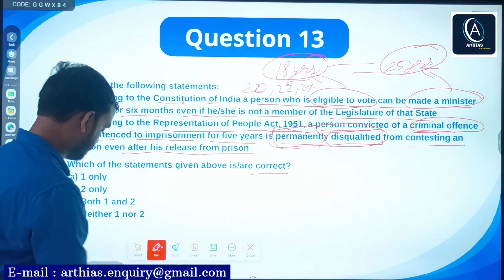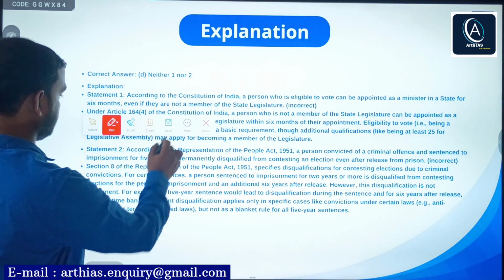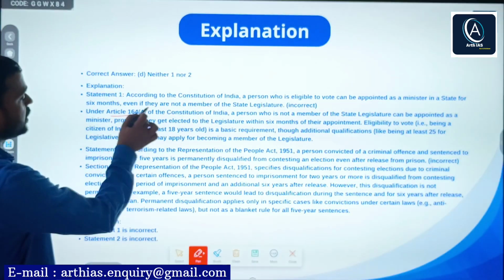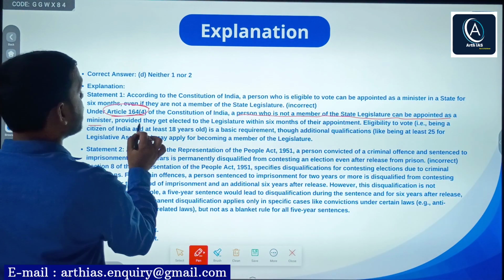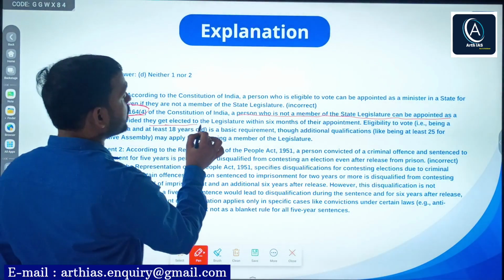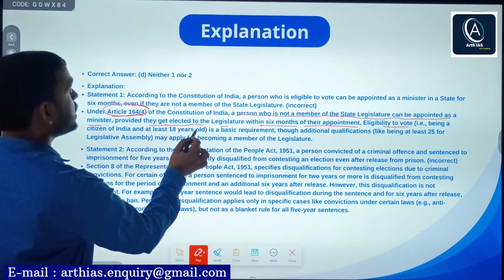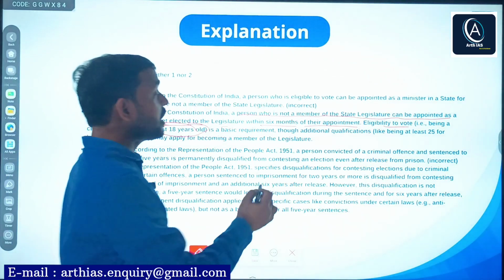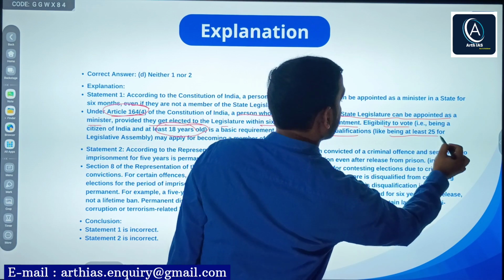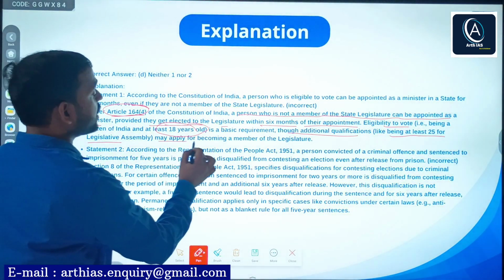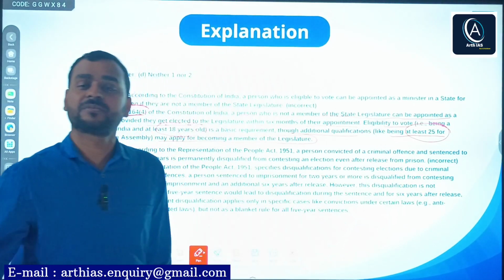Both statements are incorrect. If you want to read, here is the explanation. Already I have explained statement 1 that under Article 164, a person who is not a member of a state legislature can be appointed as a minister provided that they get elected to the legislature within 6 months of their appointment. Eligibility for vote in India is at least 18 years, as I told you, but additional qualifications like being at least 25 years for legislative assembly may apply for becoming a member of the legislature. So here is the contradiction.